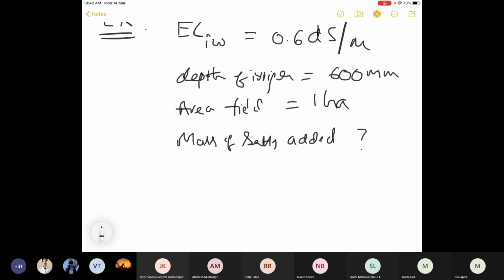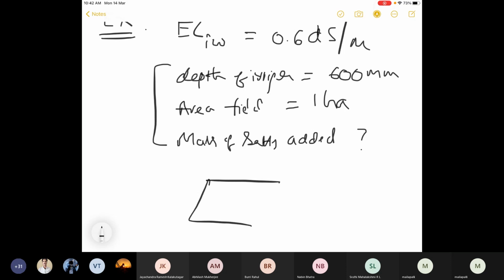Okay, it's a simple question, right? The first thing is, because this is in decisiemens per meter, you need to convert that into milligram per liter. That will be easier to multiply with the problem we have right now. So in this case, whatever value we have, we can calculate the volume.